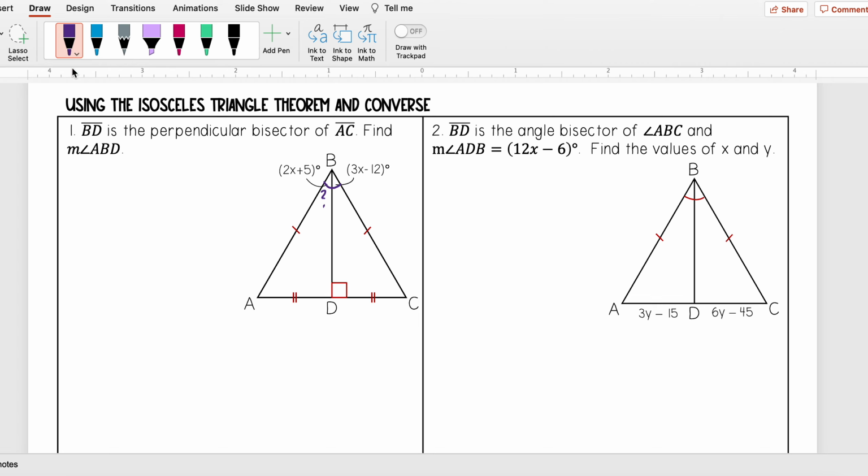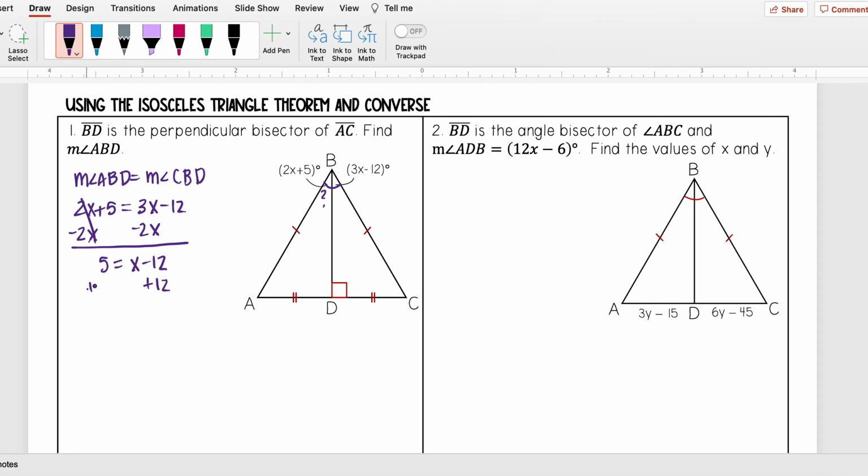So I know that the measure of angle ABD is equal to the measure of angle CBD. So I have that 2x plus 5 is equal to 3x minus 12. And now I can just solve from there. Subtract 2x from both sides, and I get 5 is equal to x minus 12. Then add 12 to both sides. So I get that 17 is equal to x.